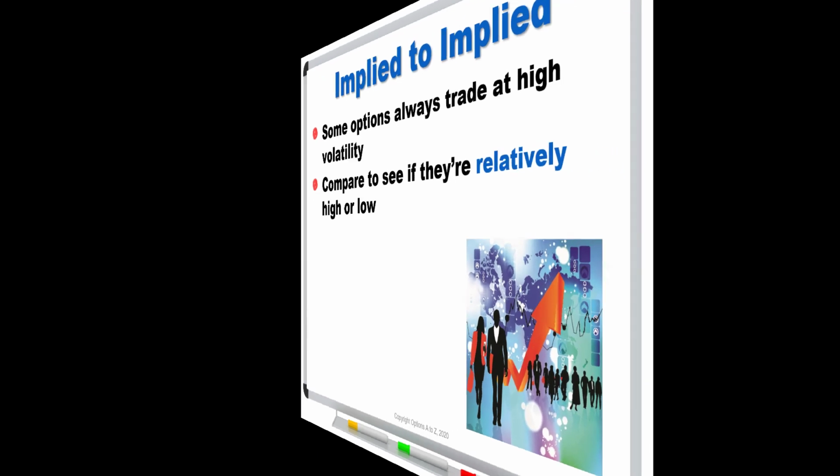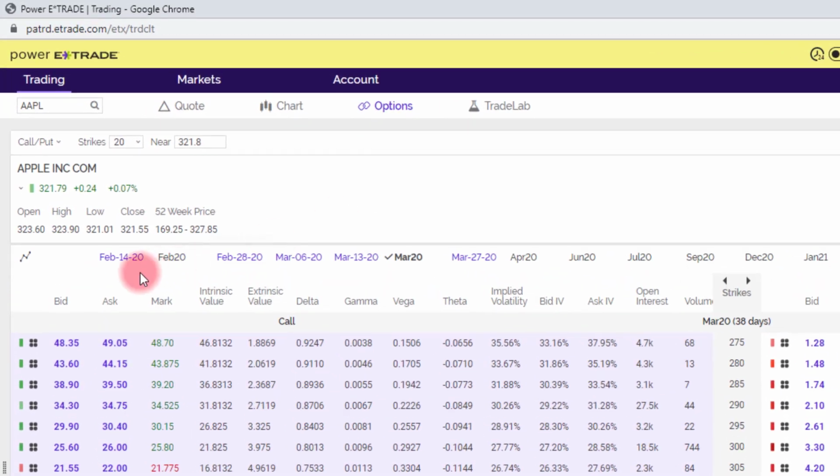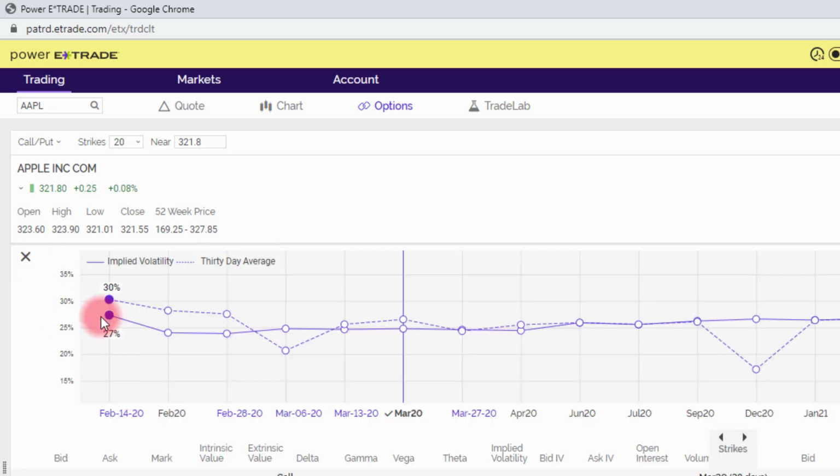How do you do that? Well, again, we can come back to our option trading platform. And in E-Trade, I'm going to go back to the Options tab right here. And right down here in this little icon, that's allowing me to compare the implied volatility. See right here in this legend, the solid purple line is the implied volatility versus the 30-day average. So I can see when the implied volatility is relatively high or low, depending on the various expirations that I might be looking at. And you can get some wonderful insights from looking at implied compared to implied, regardless of whether you're looking for short-term or long-term strategies.